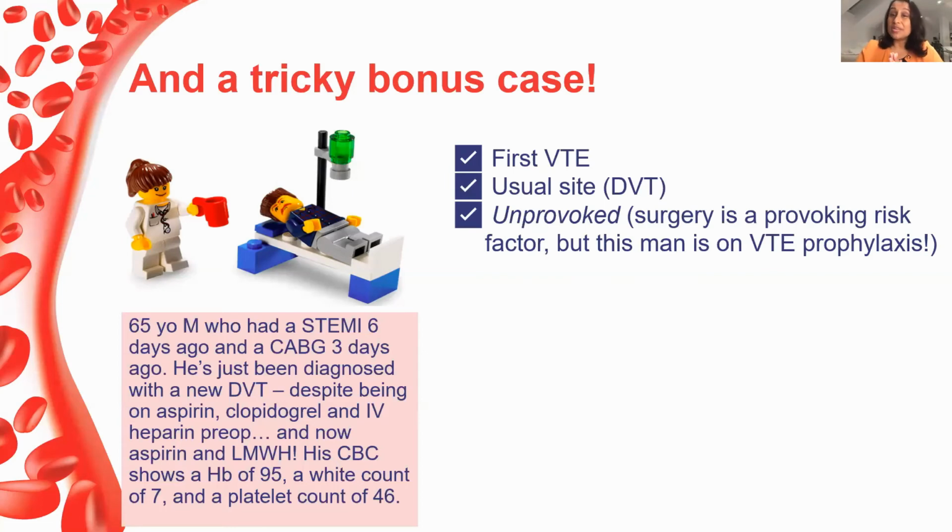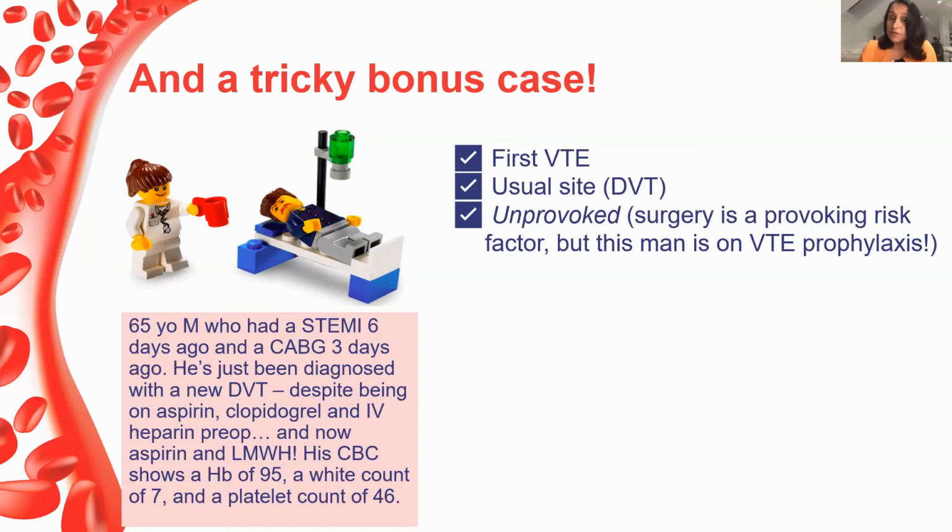So his CBC showed a hemoglobin of 95, a white count of 7, and a platelet count of 46. Now that's low. I can tell you that his platelets were 180 prior to all of this excitement that he went through. Now, apart from his new clot and the fact that his platelet count is a little low, he was actually doing really well.